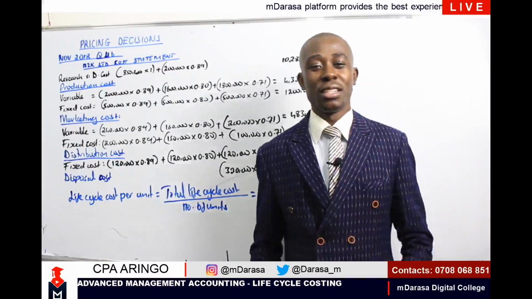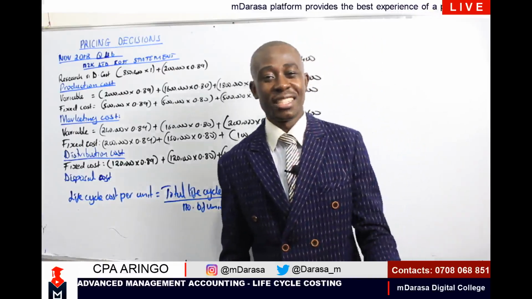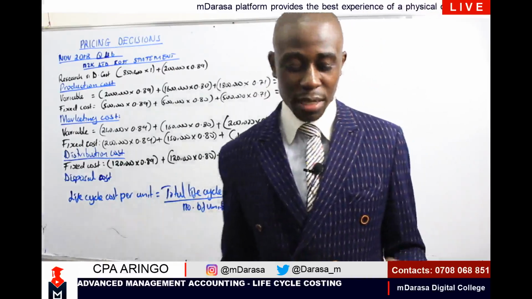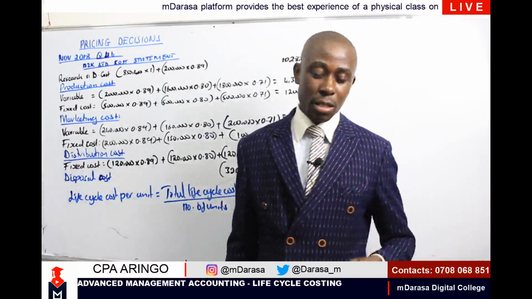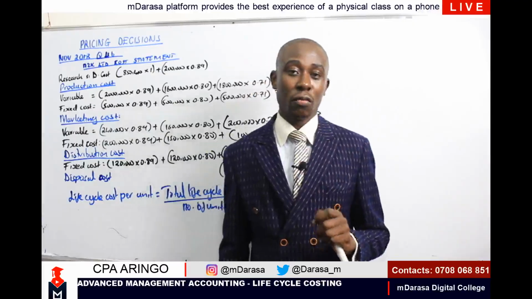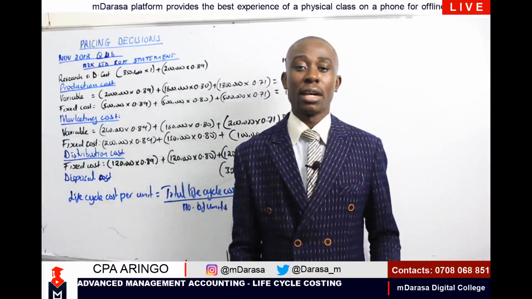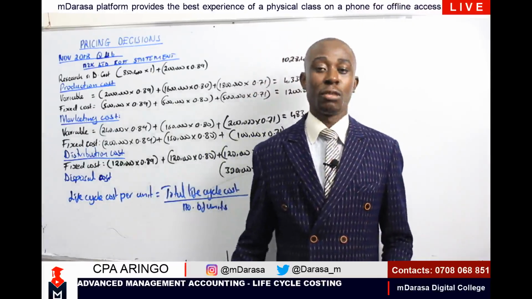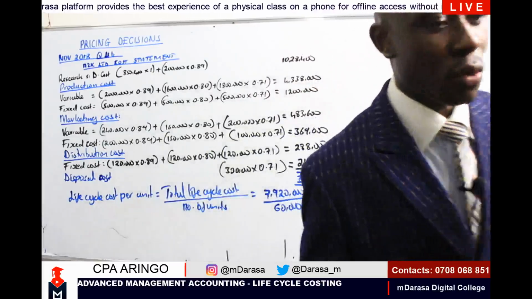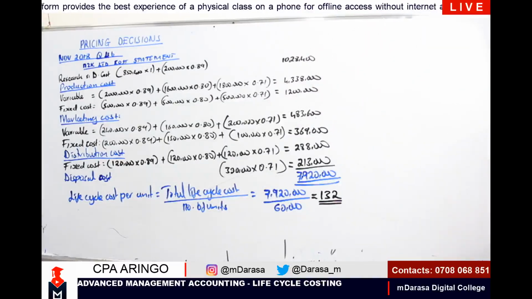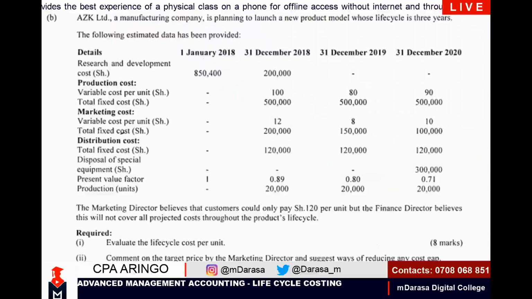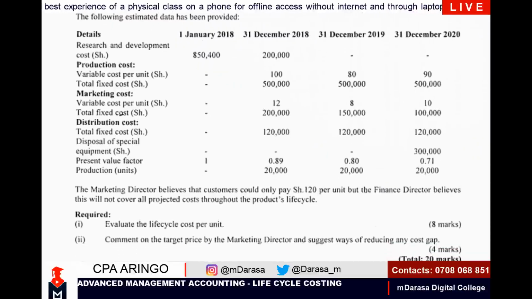Just see how simple it is. So long as you've grasped the concept right, and you have had it since the beginning, you'll find that working out these questions is ideally very, very simple for us. The moment you're done with that, we go to the second bit, where we are asked to comment on the target price by the marketing director and suggest ways of reducing any cost gap.